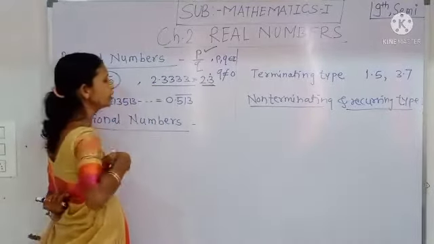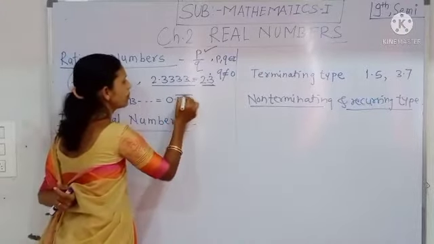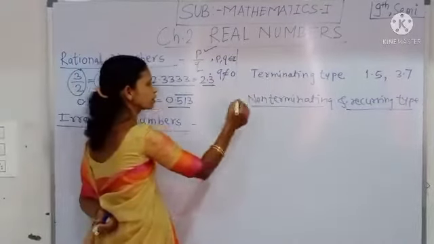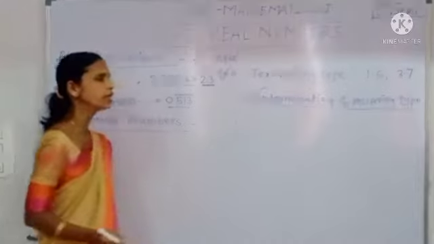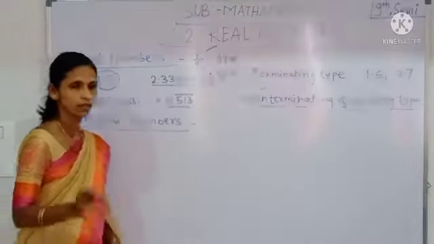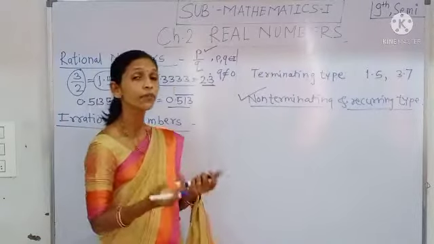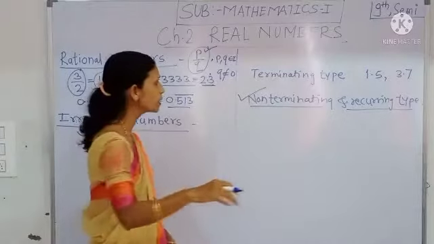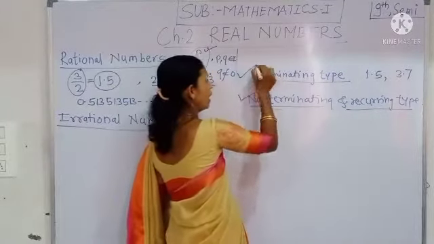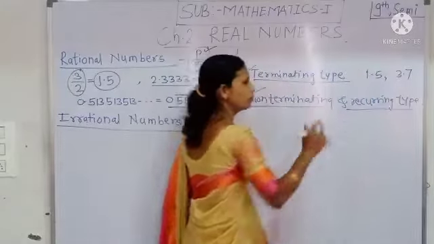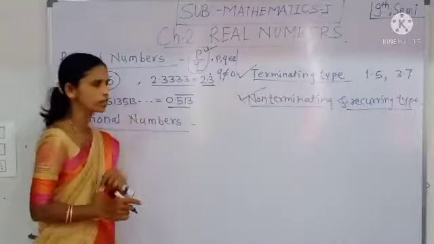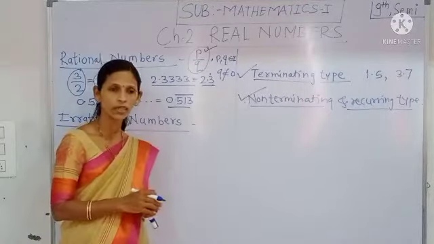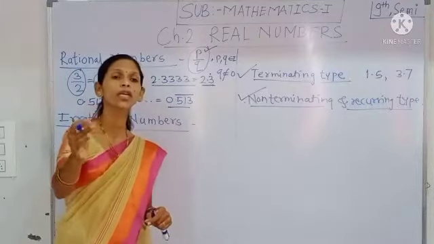As well as 0.513, where a bar line is used on the number 513, that rational number is also of non-terminating and recurring type. That means the numbers which can be represented in the form p upon q, and whose decimal forms are terminating or non-terminating recurring, are rational numbers. But there are a few numbers whose decimal forms are non-terminating and non-recurring.